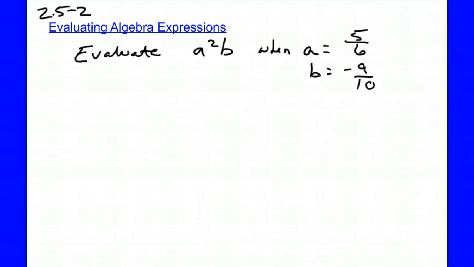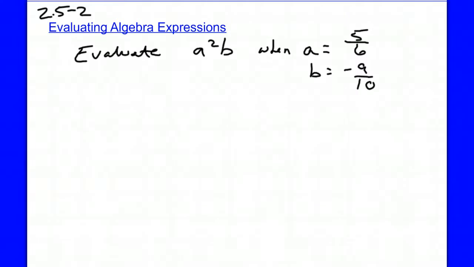Okay, so we're in the second day of chapter 2, section 5, and we're evaluating algebra expressions. We'll still use multiplication. This time, though, we have to do something before we can even multiply. We have to substitute. Okay, so this expression, a squared b, needs to be evaluated with the given fractions. Okay, so how do we plug those in?